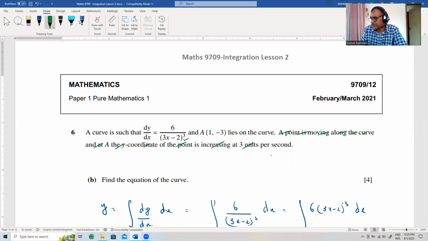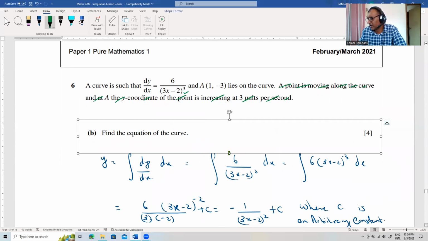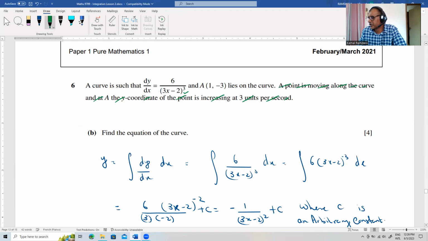Parce que nous allons faire partie A, nous allons faire seulement la partie qu'on a besoin d'intégrer. Find the equation of the curve. Et y is equal to integration of dy by dx, égale à integration of 6 over (3x minus 2) to the power of 3 dx, qui est égal à integration of 6 multiplied by (3x minus 2) to the power of minus 3 dx.